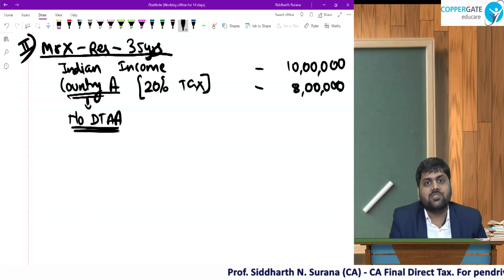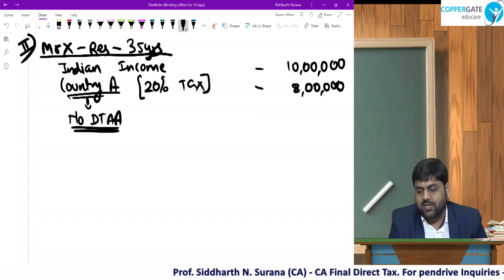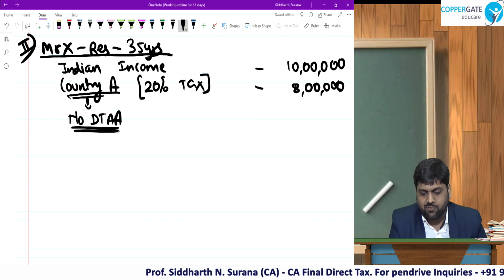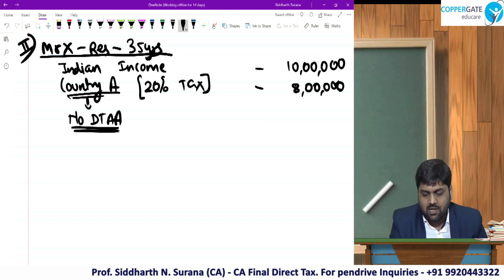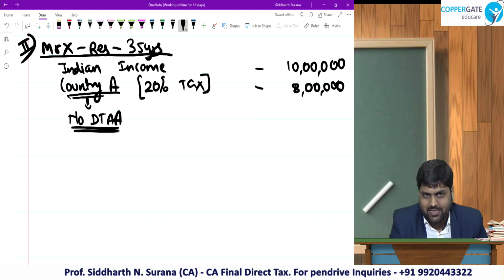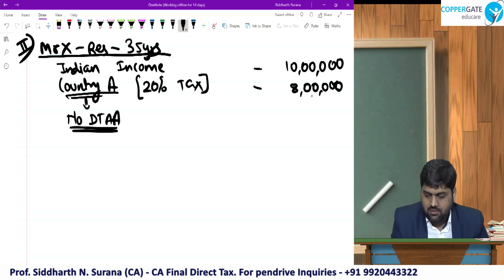If you observe carefully, everything is the same except that the total of 13 lakh has become a total of 18 lakh. Otherwise, the assessee is the same, resident is the same, I have kept age also the same, country A also the same, tax rate also the same, no DTAA. Only these amounts are changed.